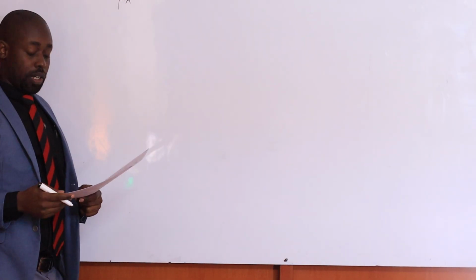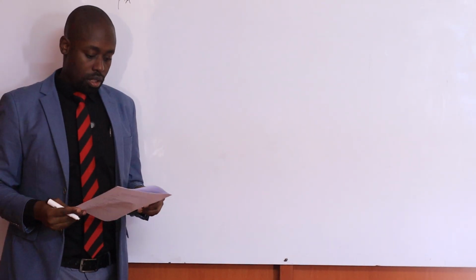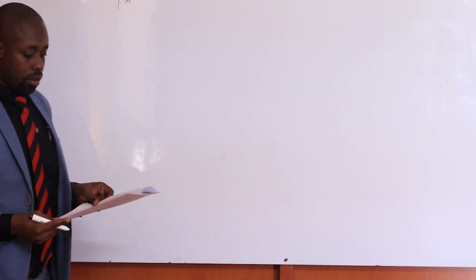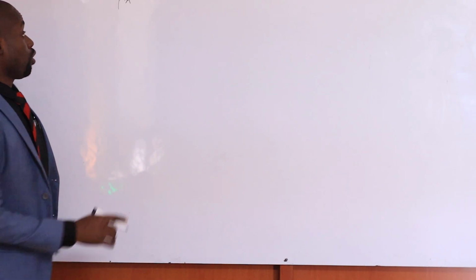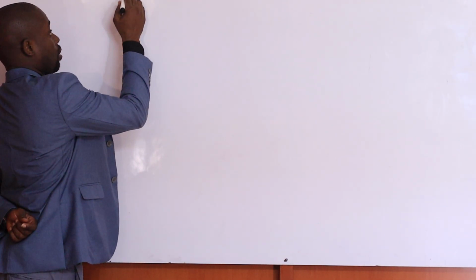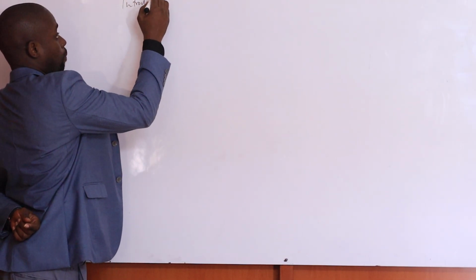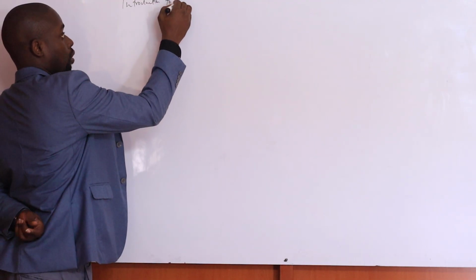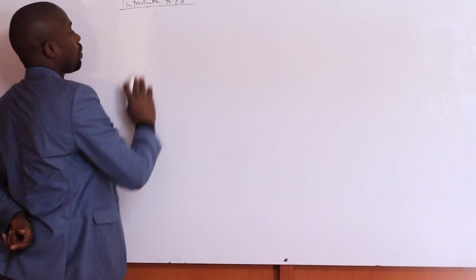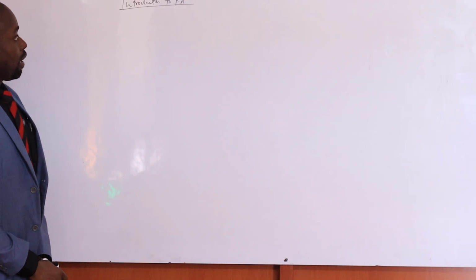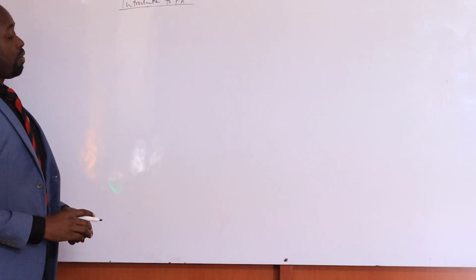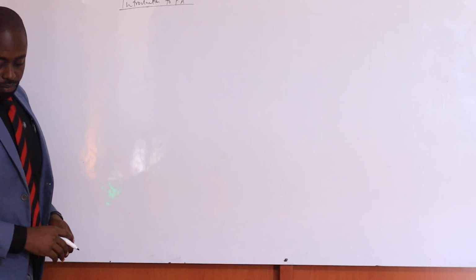I'll be taking you through financial accounting 1 unit, which has got around 11 topics. Our first topic is introduction to financial accounting. I'll begin by defining what financial accounting is. Then we'll go to the objectives, and the other areas will follow.